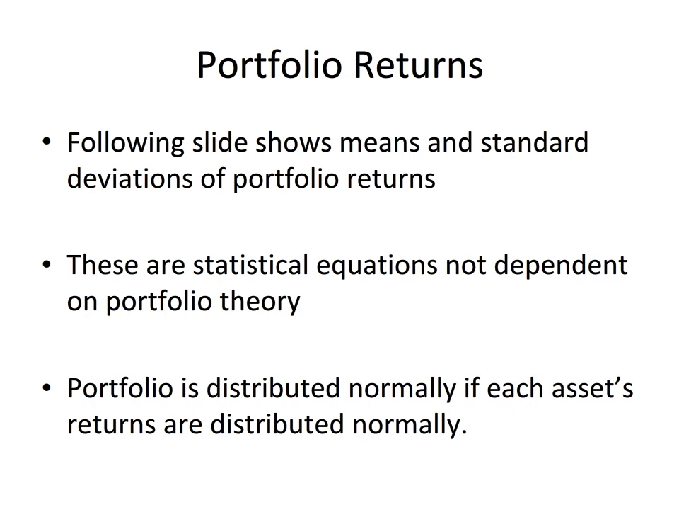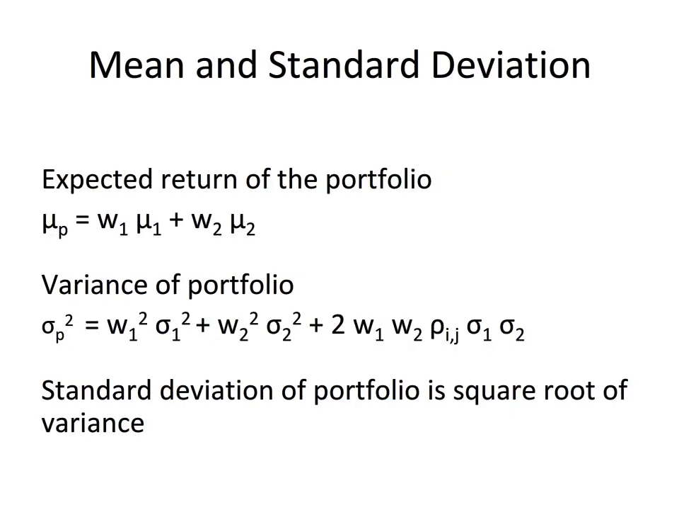Another point is that if each one of the assets is distributed normally, each of the portfolio will be distributed normally as well. Here then are the means and standard deviations of our portfolio. And again, this is looking at our portfolio. First equation gives the expected return. Second equation gives the variance.